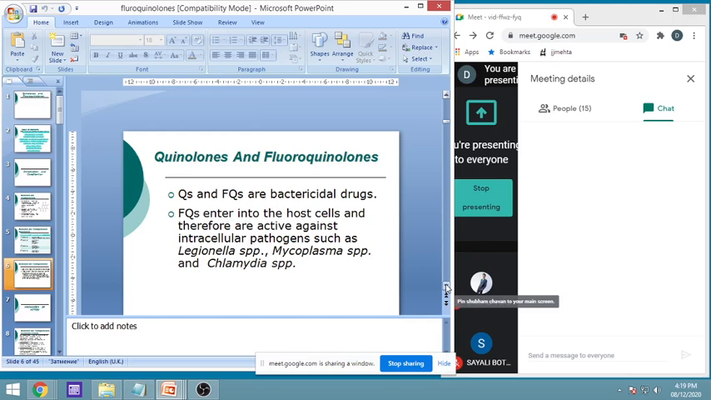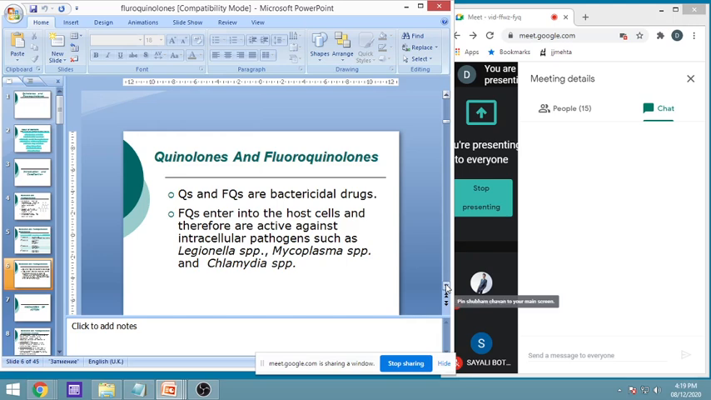Apart from that, there are many other fluoroquinolones marketed, like gatifloxacin, and a few more. All these are widely used. Again, just like in penicillins and cephalosporins where we have seen generations, here too there are various generations: first, second, third generation.